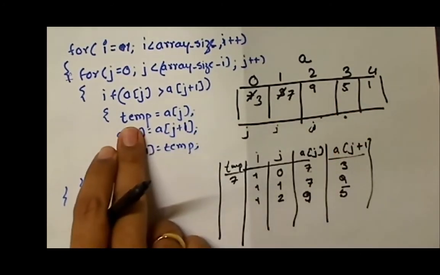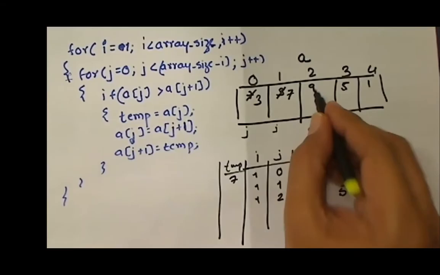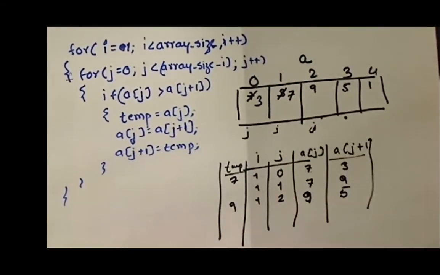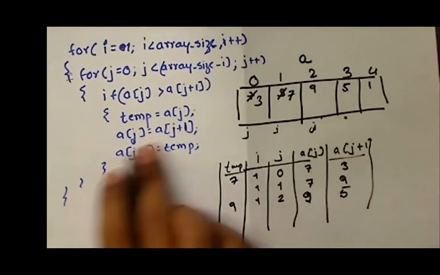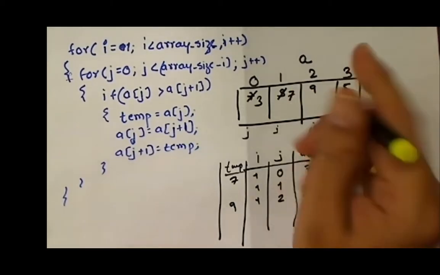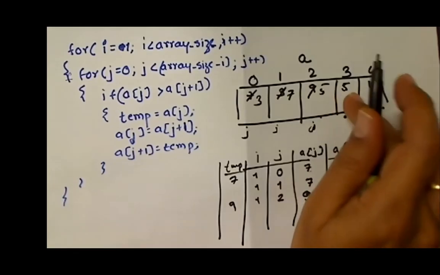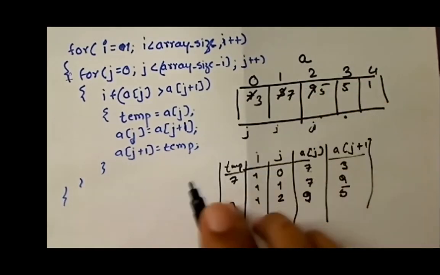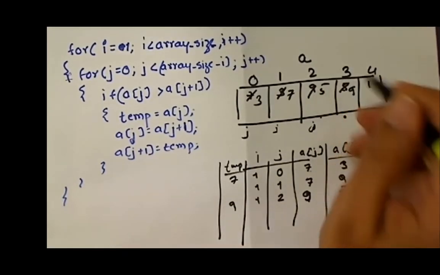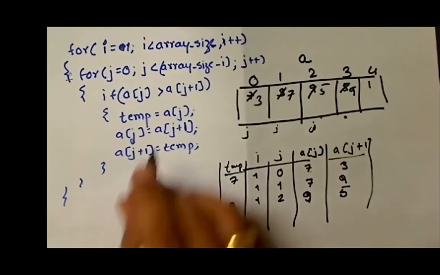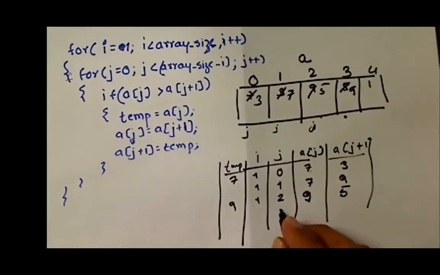So we take a temporary variable, and in it we store a of j. What we have in j is 9, so 9 gets stored in the temporary variable. Then a of j gets a of j plus 1, so this gets interchanged. This becomes 5. And then in a of j plus 1, we store temp. What we had in temp is 9. So that's how we interchange the values. And again we do j plus plus. j's value now becomes 3.